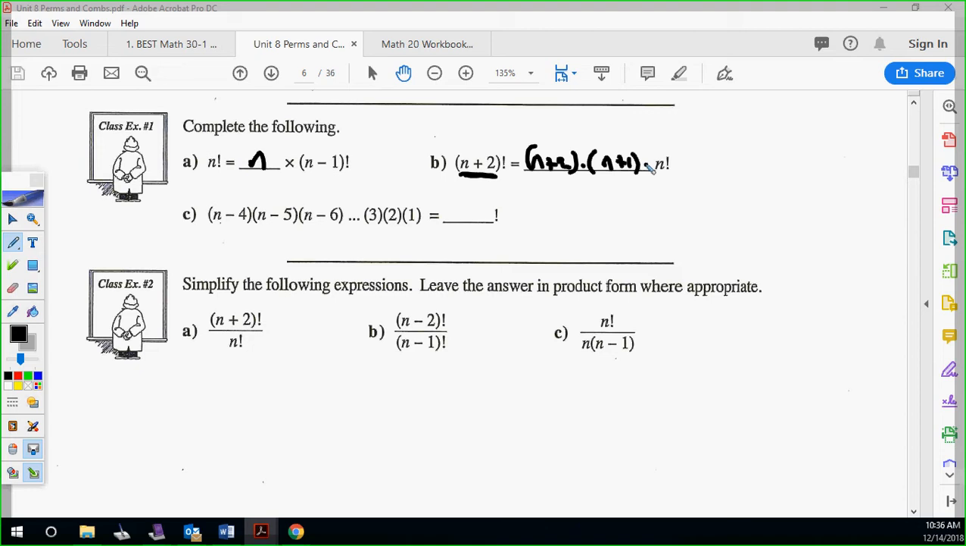Okay, so this here, n minus 4, n minus 5, n minus 6. They're saying what factorial is this? Well, that's the start. So it's n minus 4 factorial, because that's the first one there. That's all they mean.